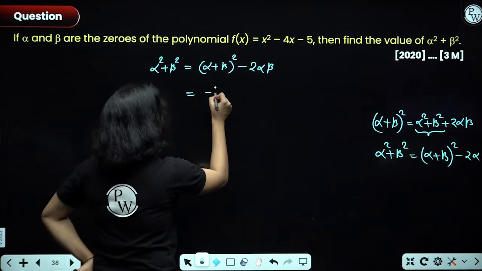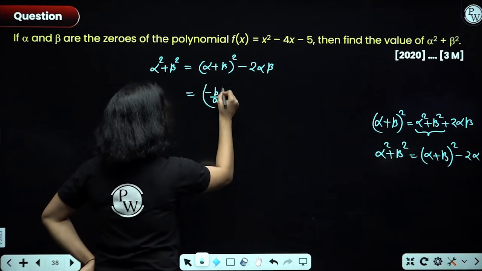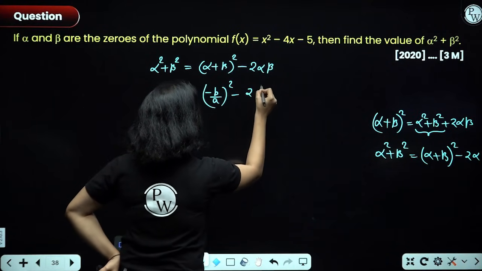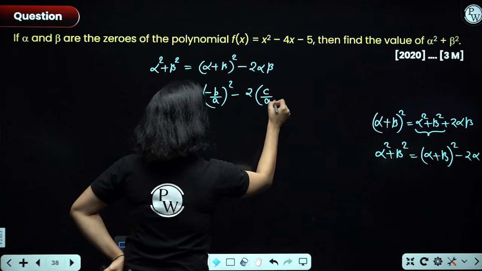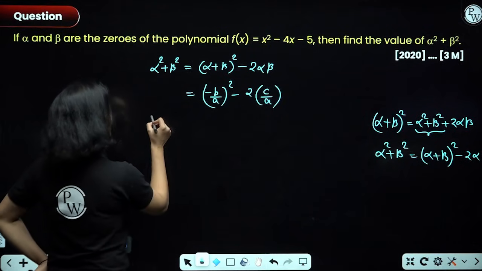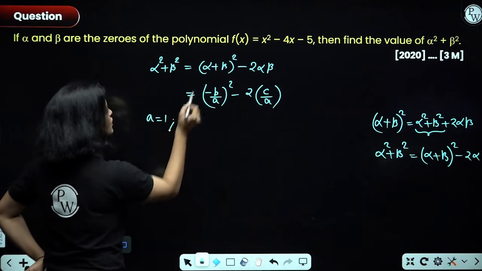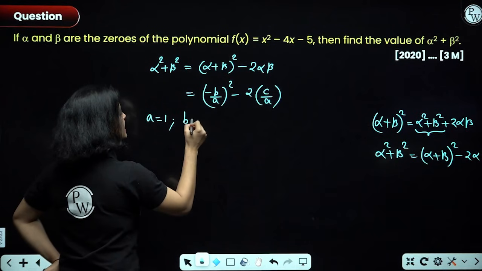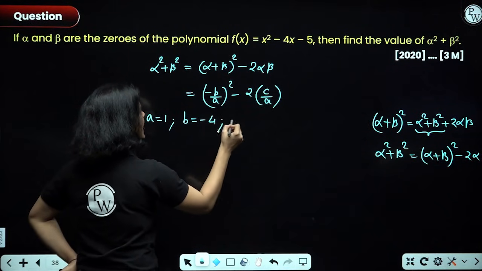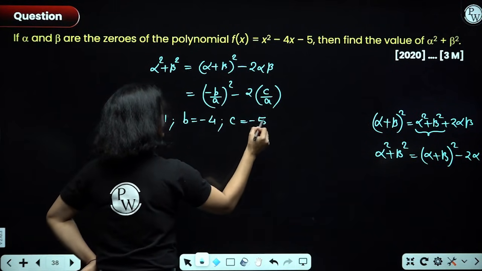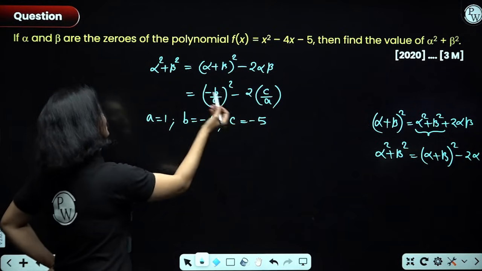Alpha plus beta would be minus b by a whole square minus 2 c by a, because alpha into beta is c by a, right? Now here a is equal to 1. Can you see in the polynomial a is 1? b is equal to minus 4, everyone, and c is equal to minus 5. Plug everything here. So what do you get?